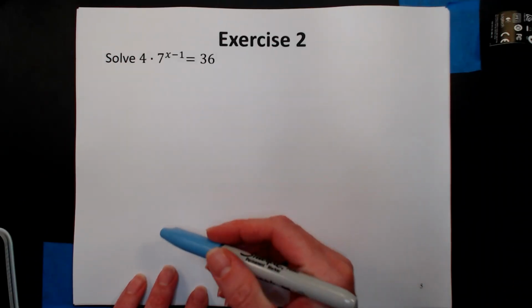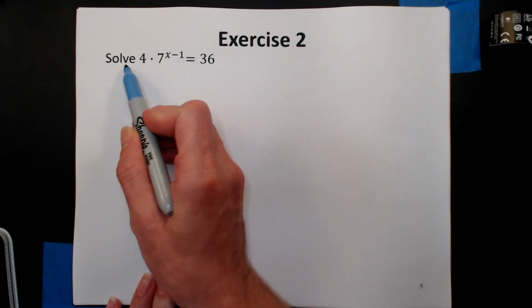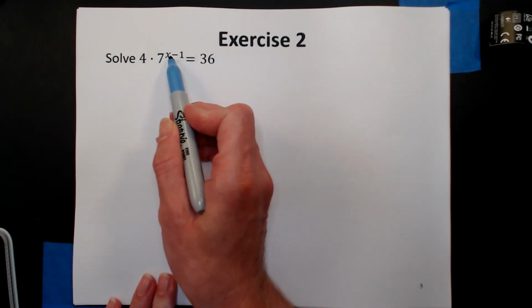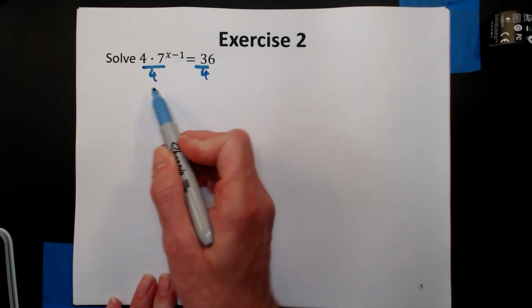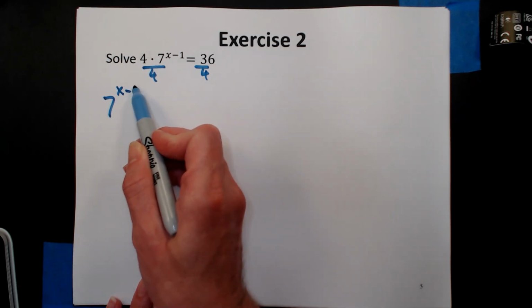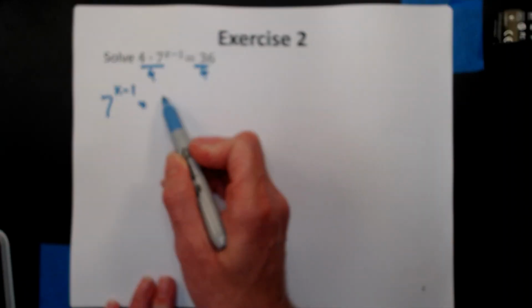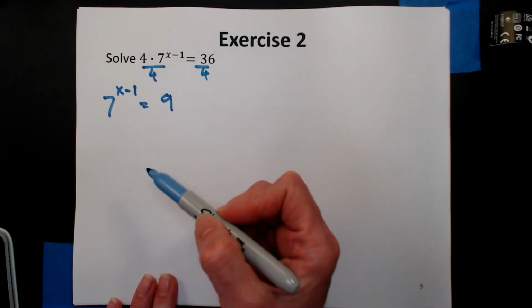So here, this one has a little bit of arithmetic before we start. Exercise 2 says solve 4 times 7 raised to the x minus 1 equals 36. I'm going to get rid of that 4 and divide both sides by 4 first. So it's going to give me 7 raised to the x minus 1 equals 36 divided by 4, which is 9. Now 7 and 9 don't have a base in common, so that's when I'm going to have to use my logarithms.